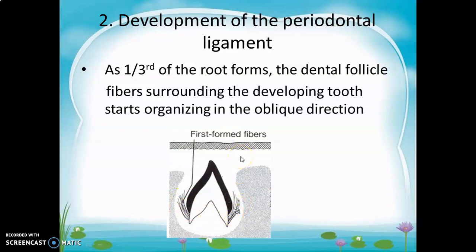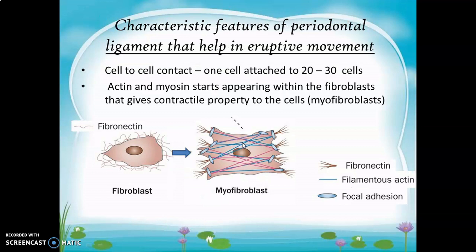Periodontal ligament has a very important role in eruption, and to facilitate eruption, a lot of histological changes occur in the periodontal ligament as well as the cells, the fibroblasts. One such important feature is development of cell-to-cell contact or intercellular adhesions, as you can see in this image. Thus, one cell makes contact with 20 to 30 adjacent cells.